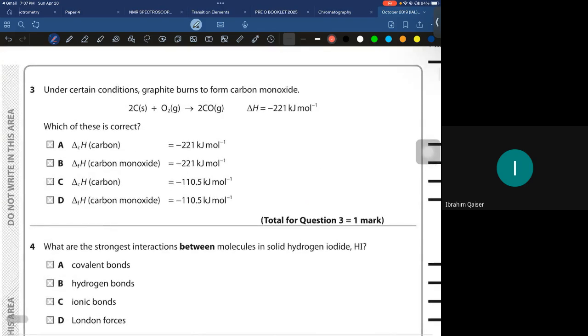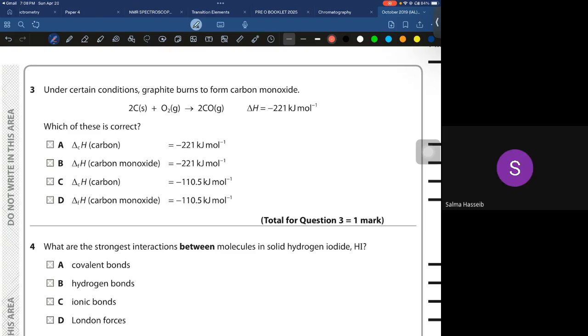Question number 3. Under certain conditions, graphite burns to form carbon monoxide. Which of these is correct? D. Why?